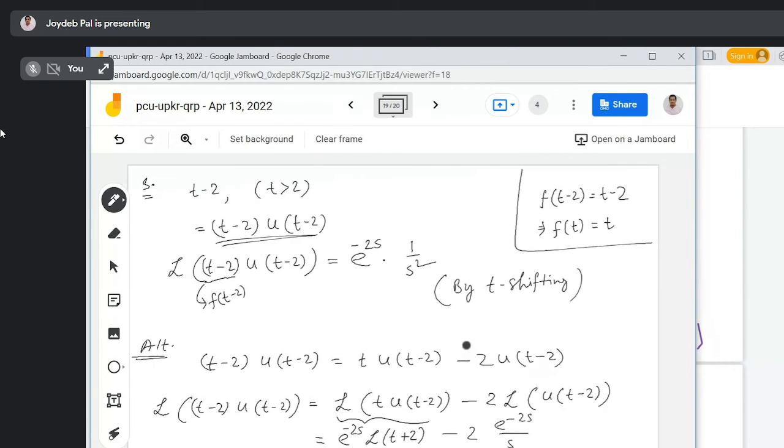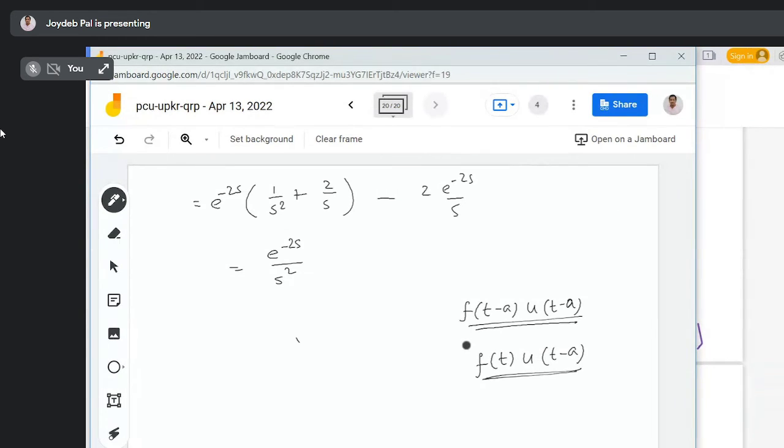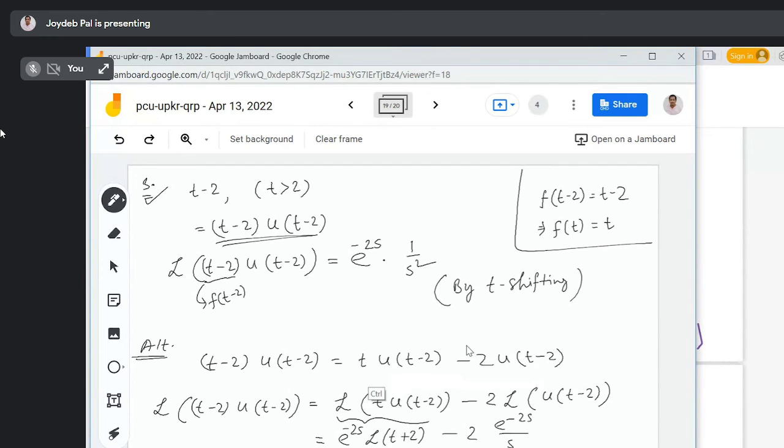So this problem, problem number 3, see, it is of the form f(t minus a) u(t minus a), so it is better to use the main formula. But you can use the modification also, but it is lengthier in that case. Okay, got it.